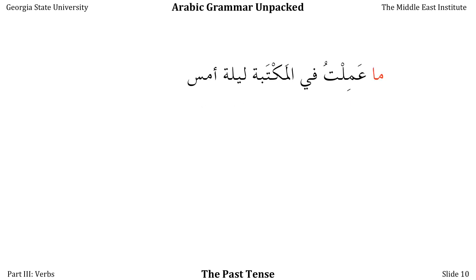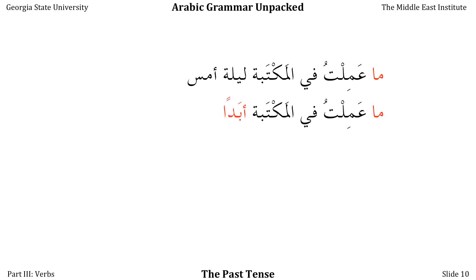To negate the past tense, we simply put the particle ma before the verb. We're used to thinking of ma as meaning "what," as in ma ismuk, what's your name? But in this case, it does double duty. It negates the past tense as well. So ما عملت في المكتبة ليلة أمس. I did not work in the library last night. Think of ma as meaning "didn't" or "doesn't," and it gets the point across pretty well.